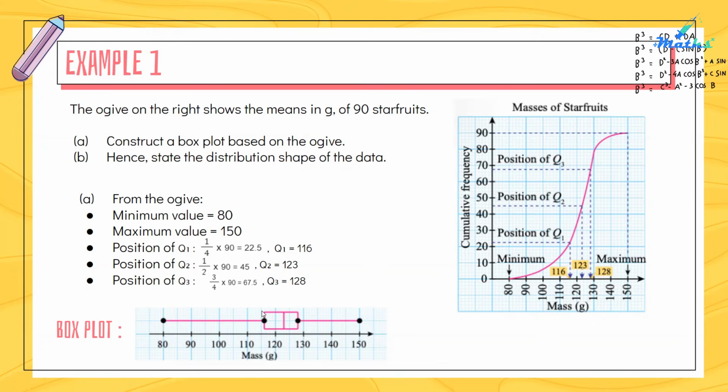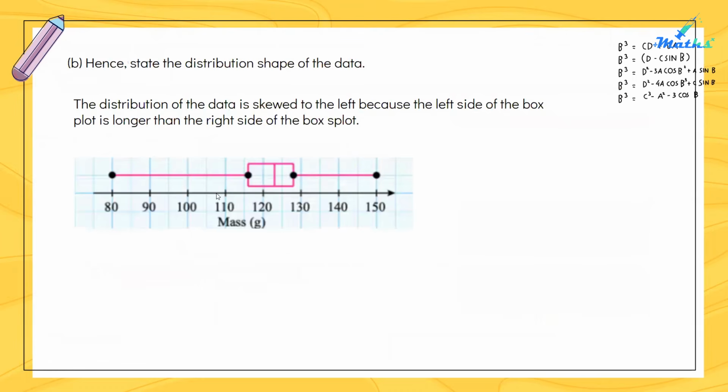For the box plot, this is the minimum value, and here is the maximum value. For the box, the first line is Q1, in the middle is Q2, and the last is Q3. We just draw a box here and link the minimum value to the box and the maximum value to the box. So the distribution of the data is skewed to the left because the left side of the box plot is longer than the right side of the box plot.